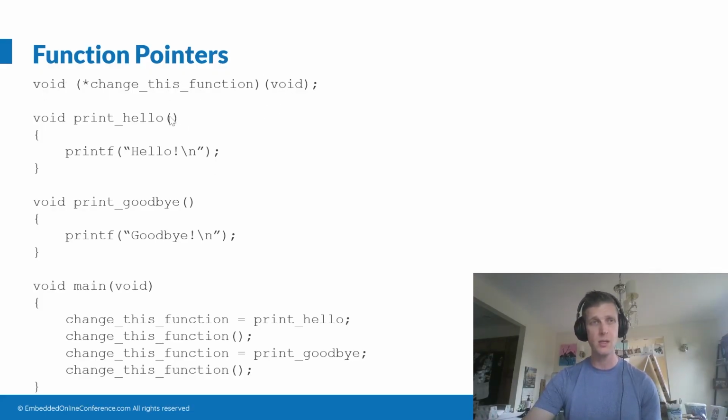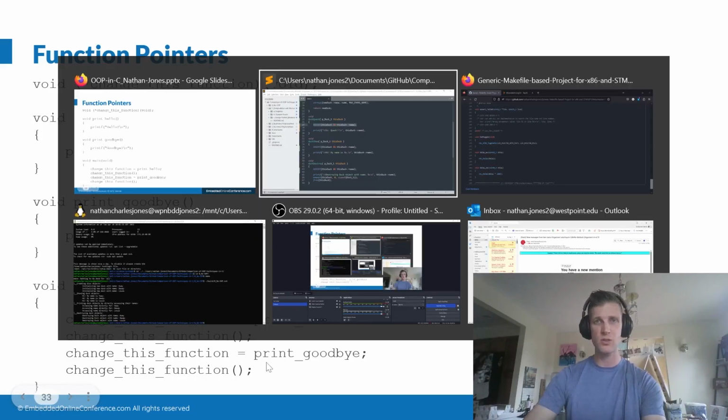You'll notice underneath this, I have two functions which both take void and return void, so they match this function signature. And in my little main function here, you can see that I'm taking this variable, the change this function variable, I'm assigning it to one function, calling it, assigning it to the other function and calling it, and what you'll see is that I get two different answers from each one.